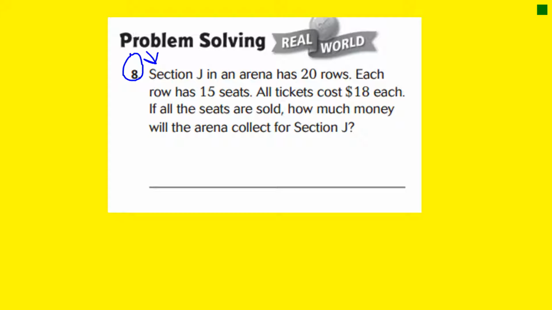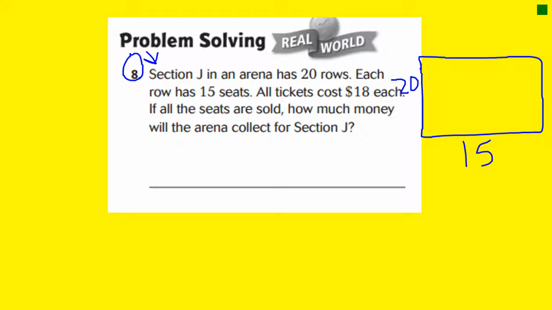All right. Sometimes I like to do a little array for problems that have seats and rows and stuff in them. So it just said there are 20 rows and there are 15 seats in each row. Okay, do you see how that array works? 20 rows across, and in each row are 15 seats. And then each one of those individual seats cost $18. So let's see here. That is 20 sets of 15.